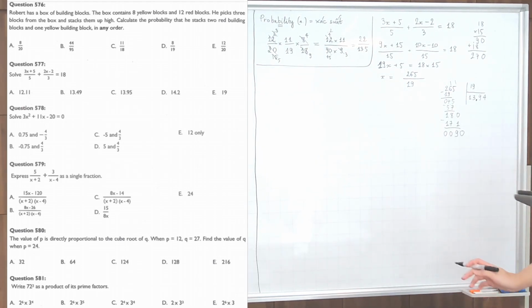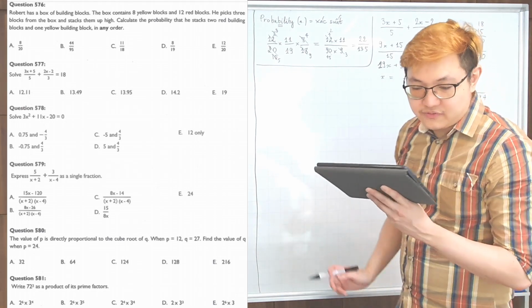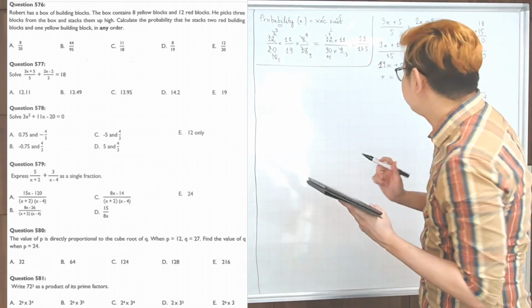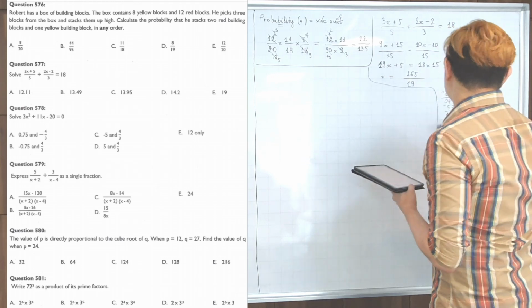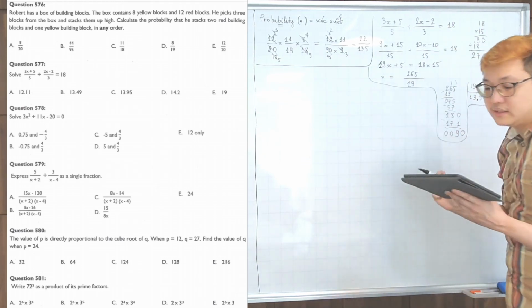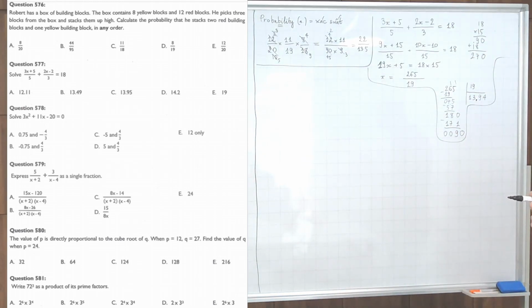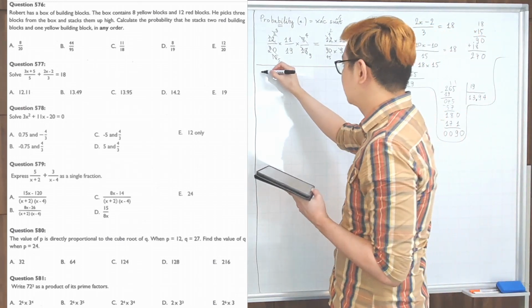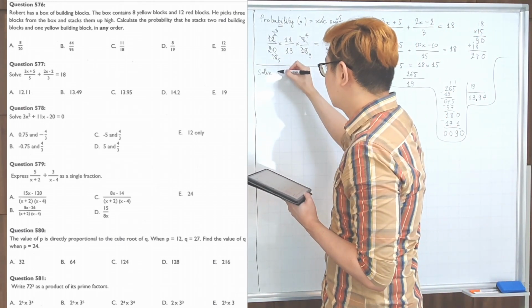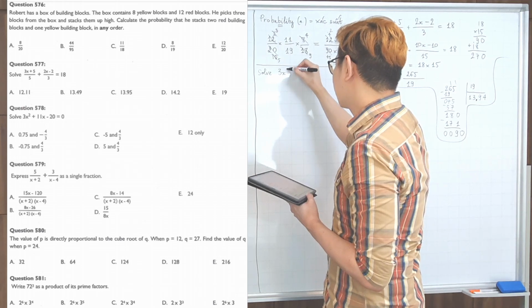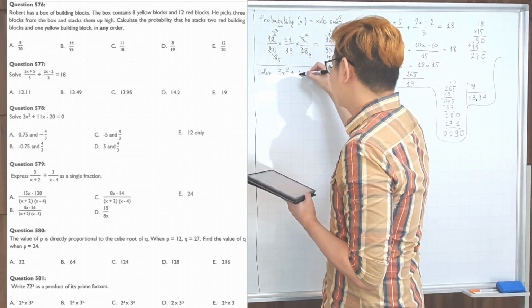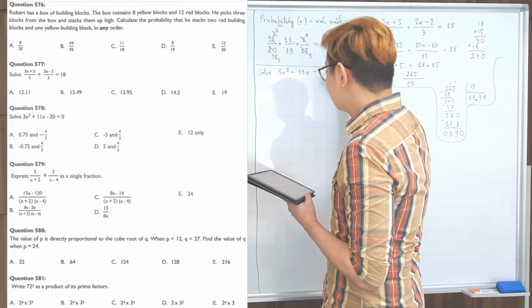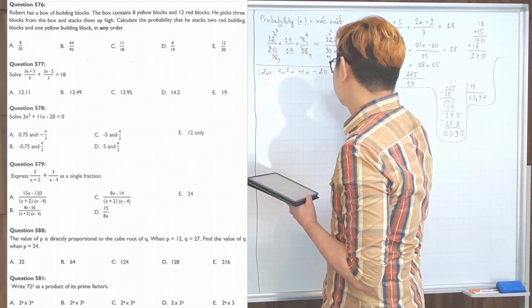Alright. Question 578. You have to solve this one. 3x squared plus 11x minus 20 equal to 0.